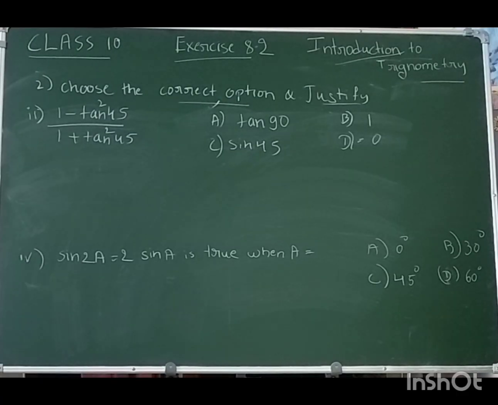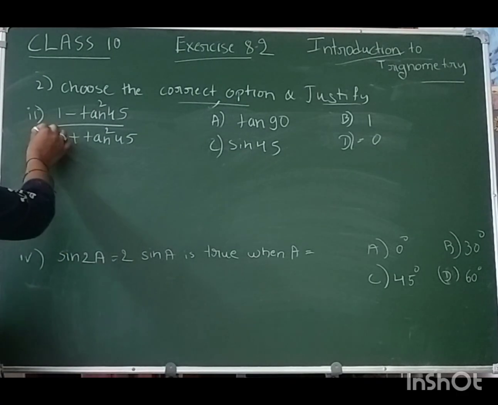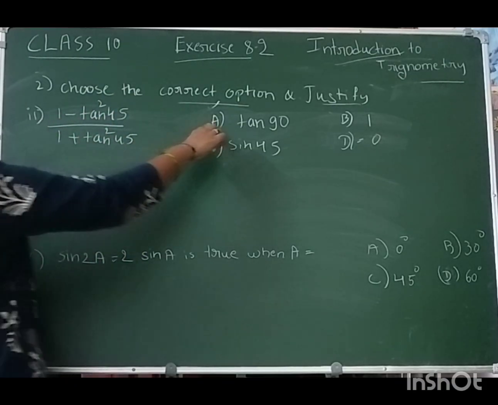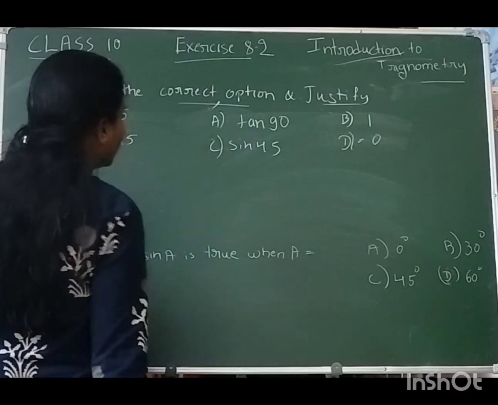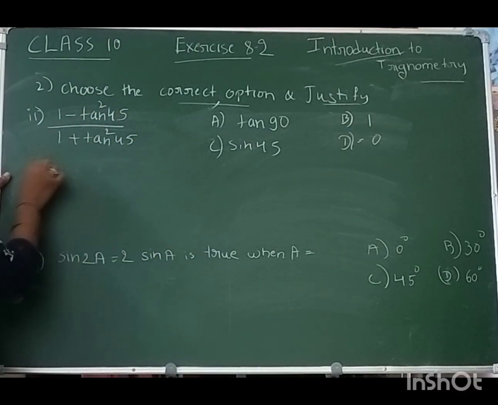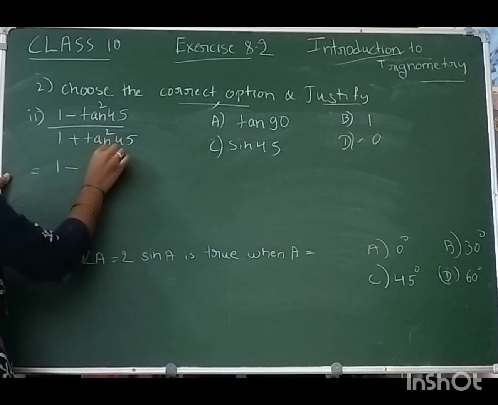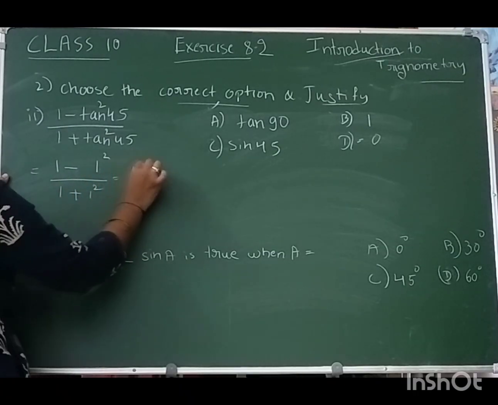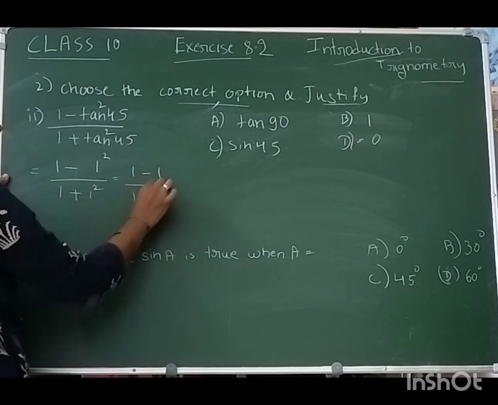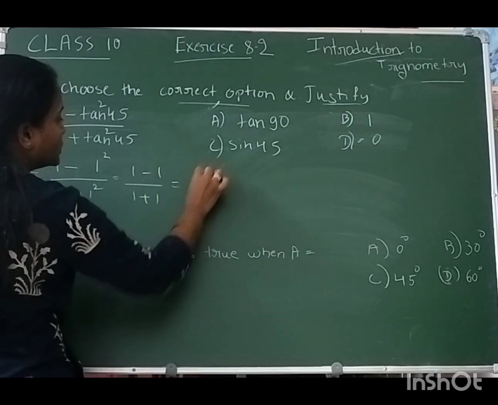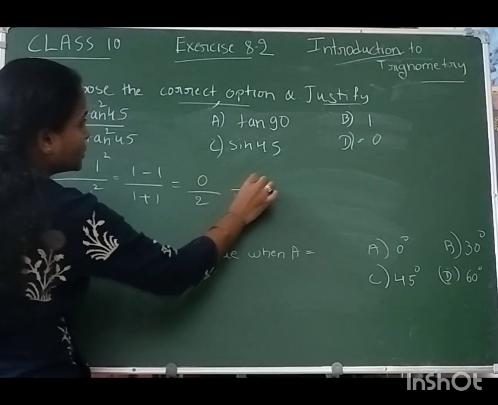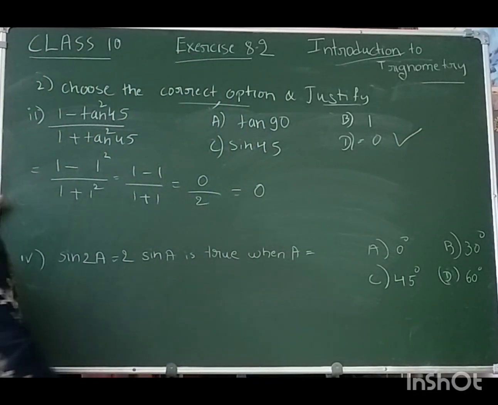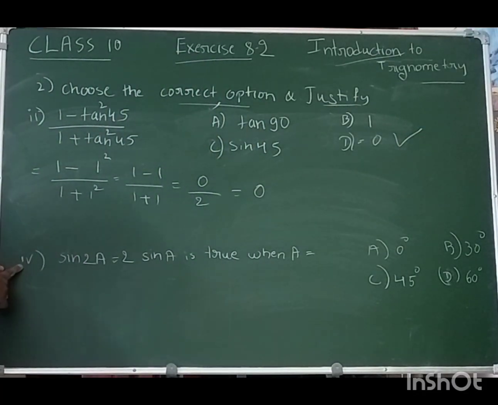So next question. So it is 1 minus tan square 45 divided by 1 plus tan square 45, and the options are these. So first we'll substitute the value of tan 45, that's 1. So it will become 1 minus 1 square divided by 1 plus 1 square. So 1 minus 1 divided by 1 plus 1, that is 0 by 2. We know that 0 by anything is 0. So option D is the right answer. So next we'll move to the fourth question.